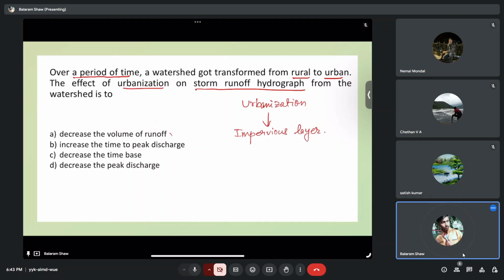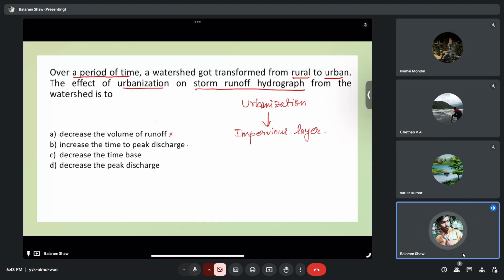So when it was rural, the peak runoff was happening at some later time because the runoff volume is less. Now urbanization happens, so the runoff peak will be very soon, and hence the time to peak discharge will be faster, so it will not increase the time to peak discharge. We'll just see the other options also.